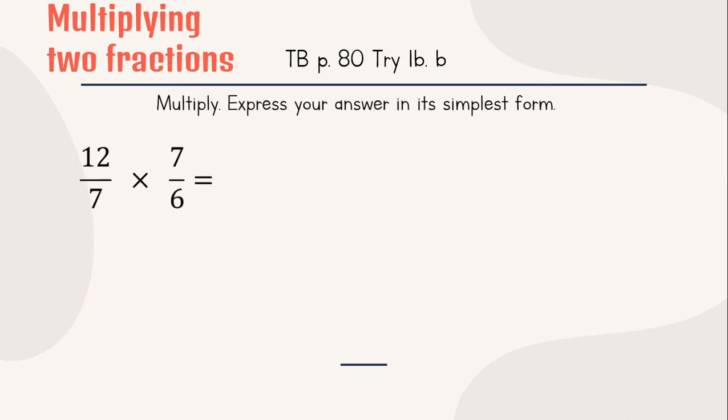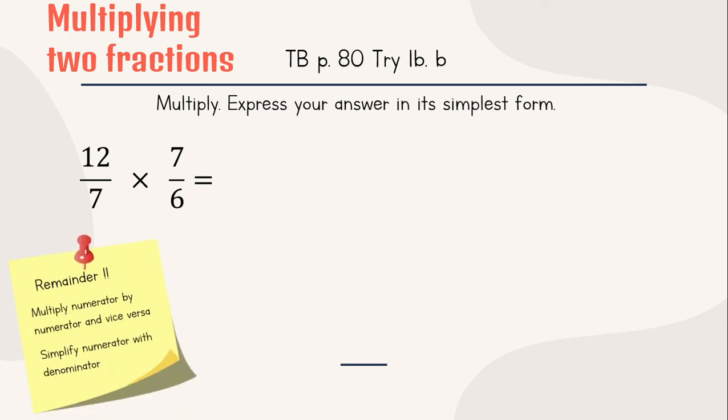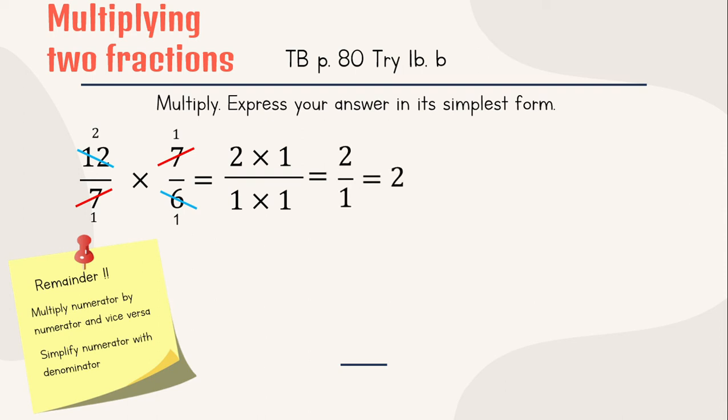12 per 7 times 7 per 6. Any numbers that we can simplify? Yes, 7 and 7, and 12 and 6. So 7 and 7, 1 and 1. 12 and 6 divided by 6. That's it. So now what do we have? 2 times 1 per 1 times 1 equals 2 per 1, or 2.